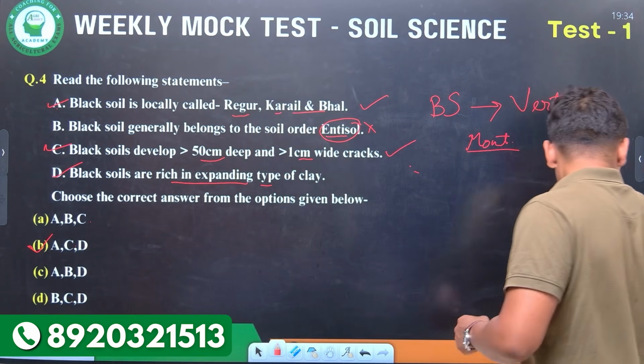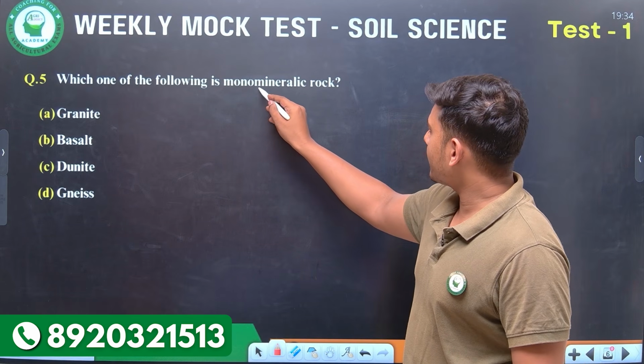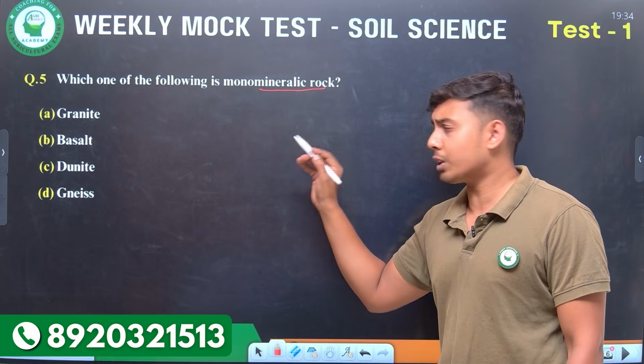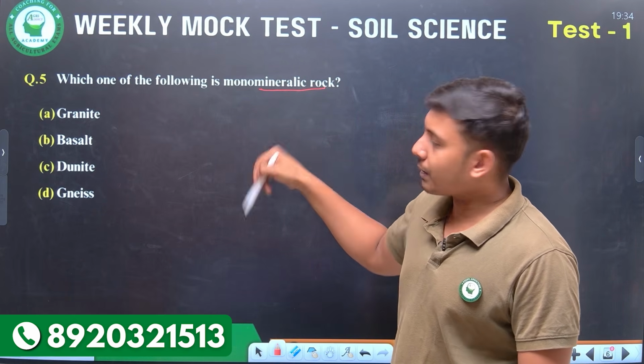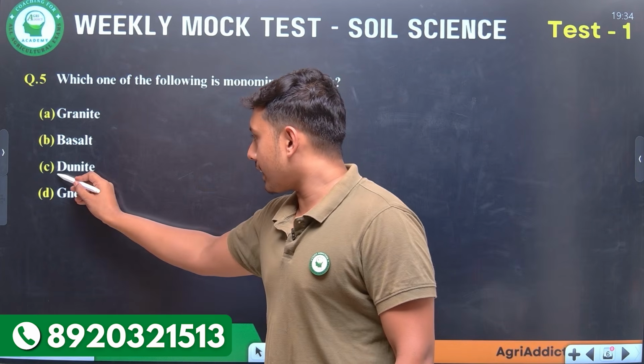Okay, now comes our next question. Which of the following is a monomineralic rock? This is a very direct type of question. Many questions will come like this, so you have to remember the information. Dunite is the answer for this.